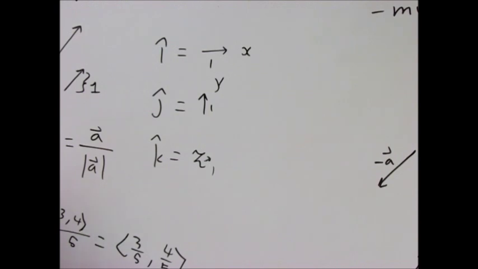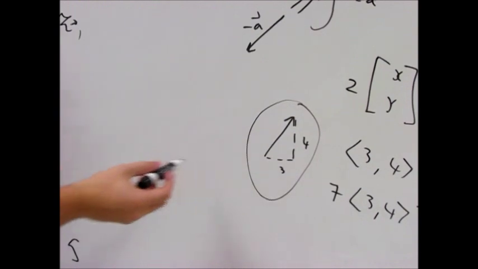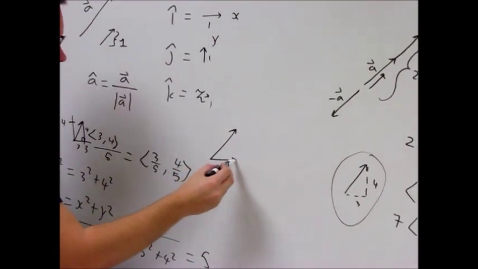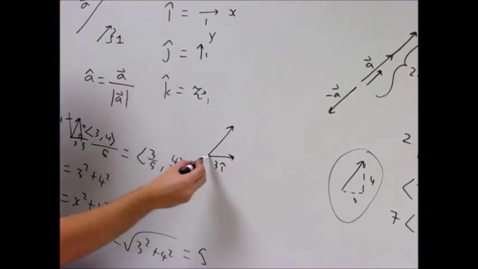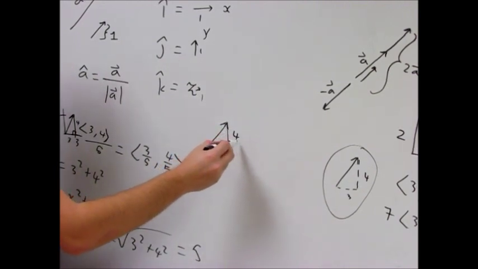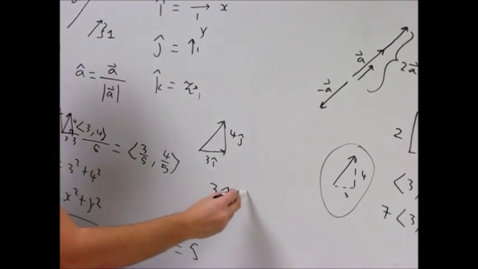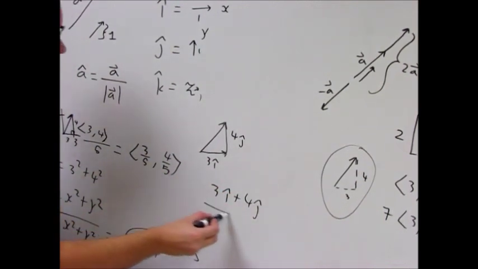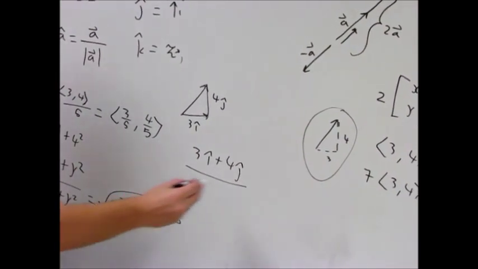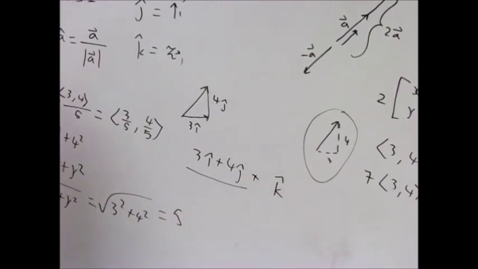And so now you can think about a vector like 3, 4 as the vector 3i, a length 3 here, and a length 4 here, 4j. Then you just add the two together, so you have 3i plus 4j. And that's another way of writing this vector. And if you had a z component, you would add some number times k, which is the z direction.